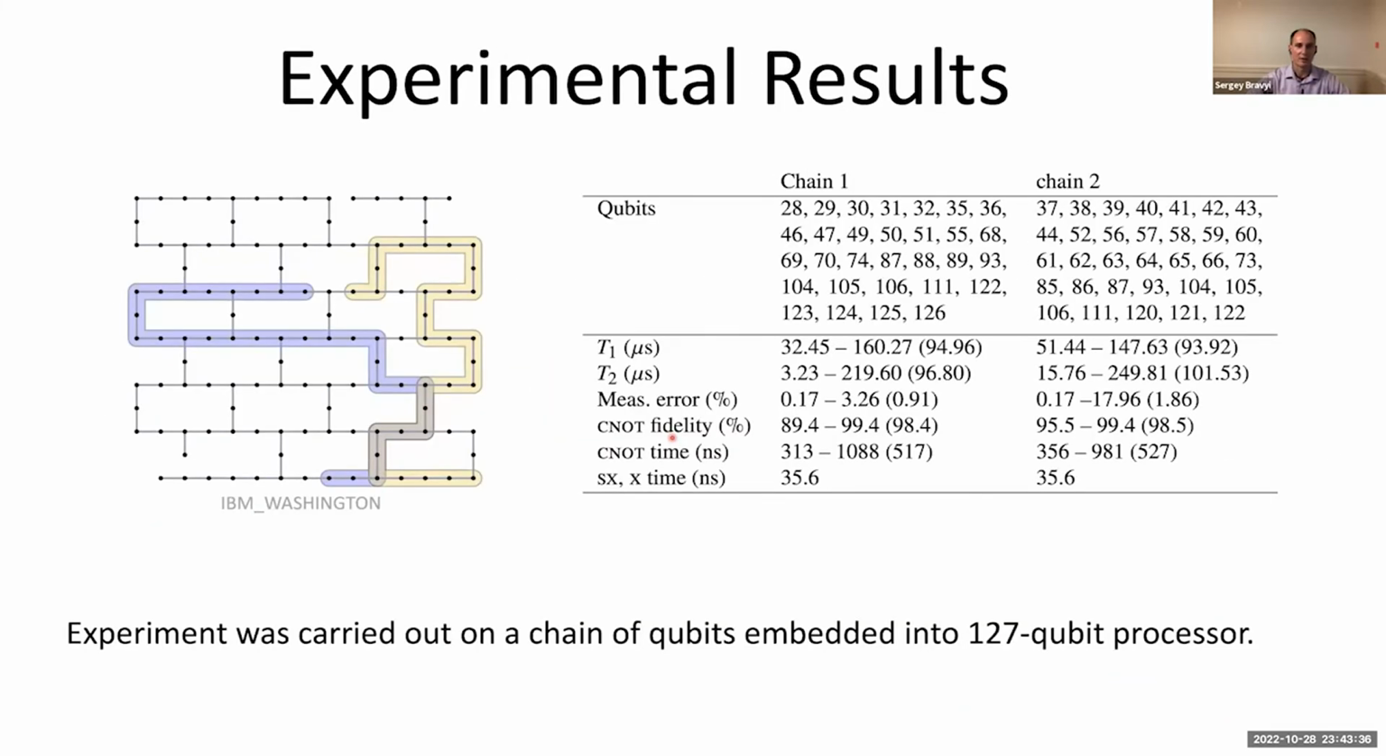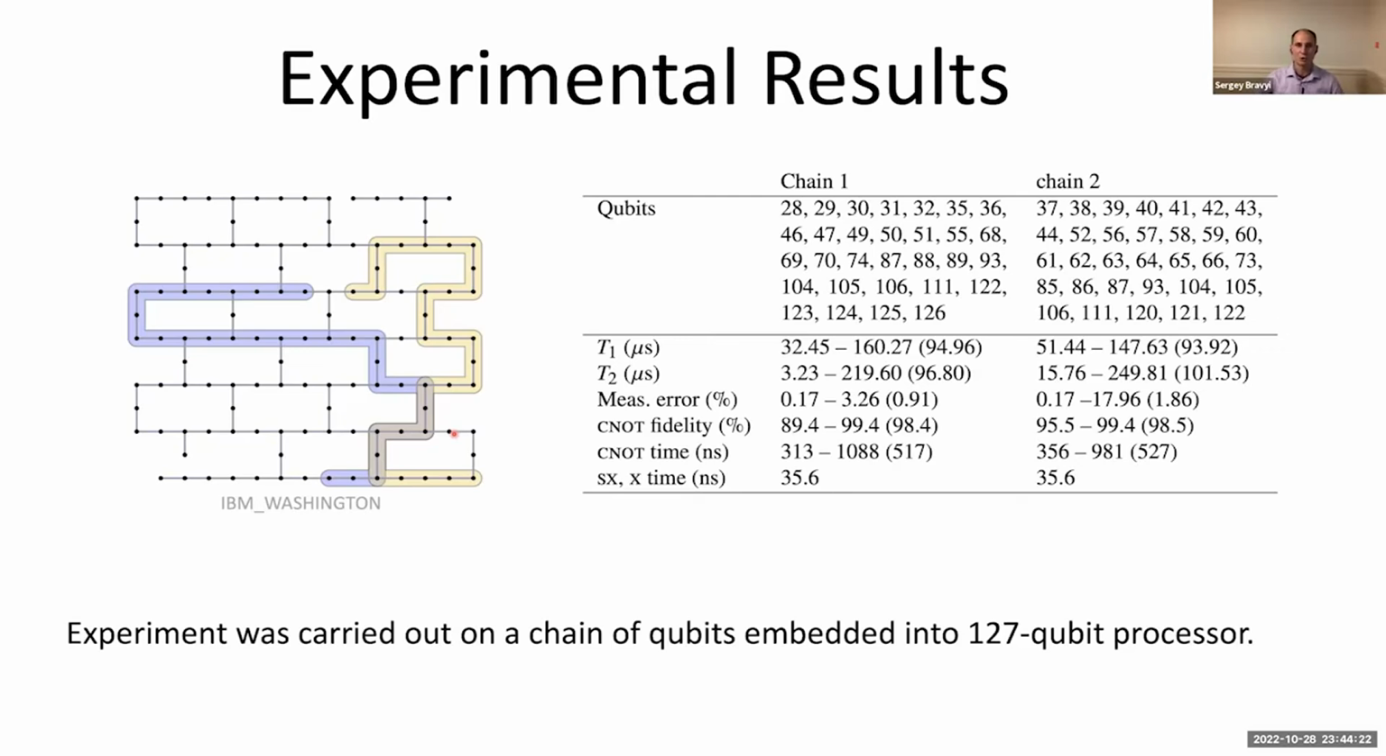Okay, so this is a nice theory, but does it actually work on hardware? We performed the experiment on an IBM quantum processor with 127 qubits. Here I provide a snapshot of device properties with the minimum, maximum, and average T1, T2, readout error, and CNOT fidelity. And here we only look at a subset of qubits which were selected for the experiment.